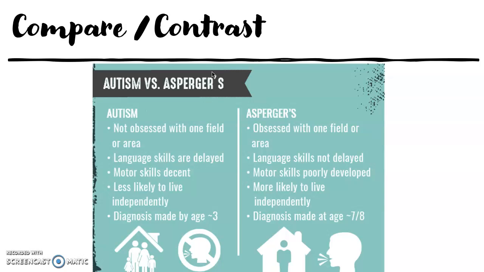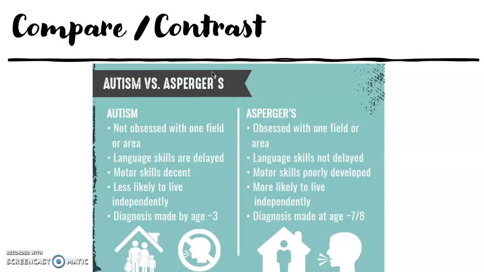The Otsimo Autism blog, along with the Recovery Village site, explain the difference between autism and Asperger's. As you can see in this chart, students with autism are not obsessed with one field or area, their language skills are delayed, their motor skills are decent, they are less likely to live independently, and their diagnosis is made by the age of 3. As for students with Asperger's, they are obsessed with one field or area, their language skills are not delayed, their motor skills are poorly developed, they are more likely to live independently, and their diagnosis is made by the age of 7 or 8.